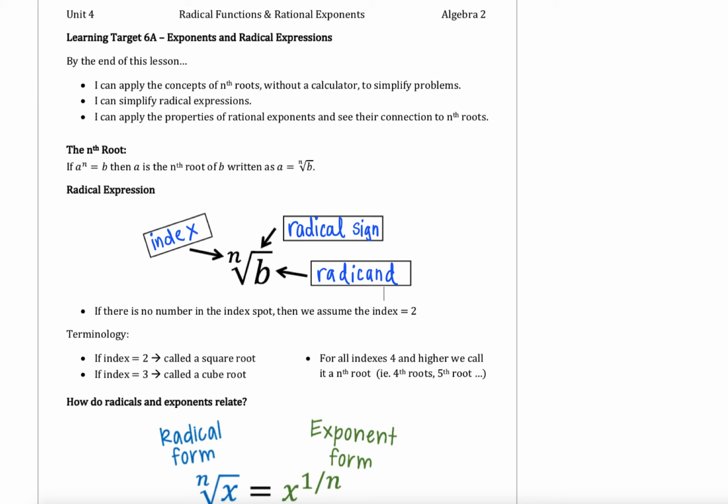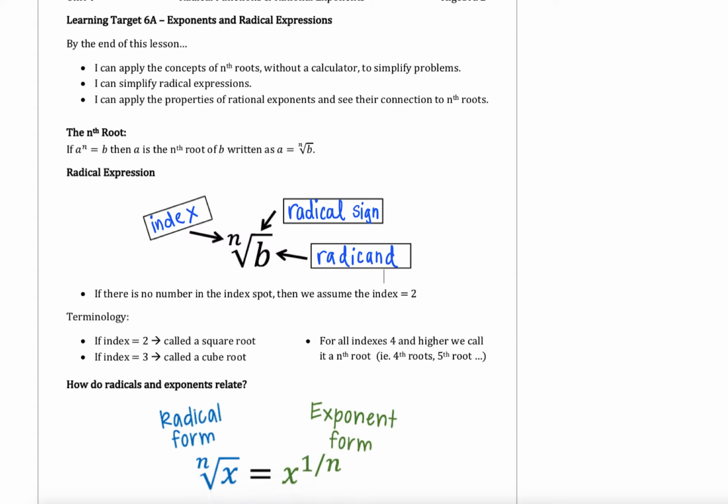Of Unit 4. And Unit 4 is all about radical functions and rational exponents. In Learning Target 6a, we're going to learn about the connection between a radical expression and an exponential expression. By the end of this lesson, you will be able to apply the concept of nth roots without a calculator to solve problems. You will be able to simplify radical expressions and apply the properties of rational exponents and see their connection to our nth roots.